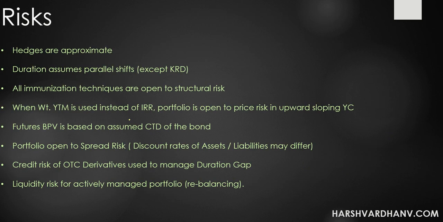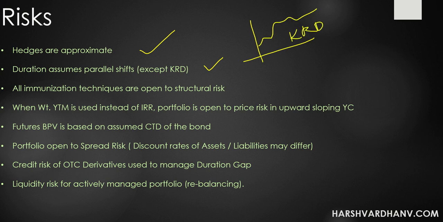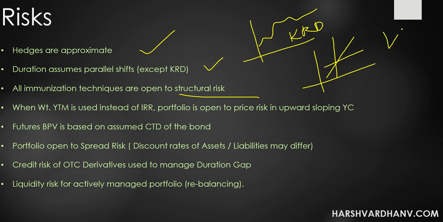There are some risks that are involved in these hedging strategies. Very simple. Let us take them one by one. Hedges are always approximate. You can never have an exact hedge. Duration assumes a parallel shift, except key rate duration. We know that key rate duration is across multiple points on the yield curve, and that will help us to understand the impact. All immunization techniques are open to structural risk. What is structural risk? Again, to repeat: the yield curve flattening, yield curve steepening, butterfly, and negative butterfly impact that we discussed. You can go back to the slides and see.